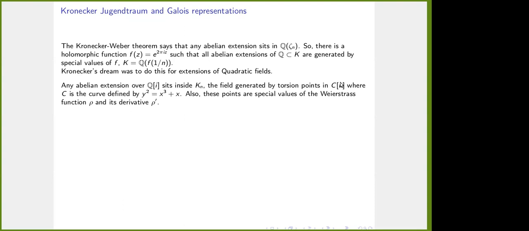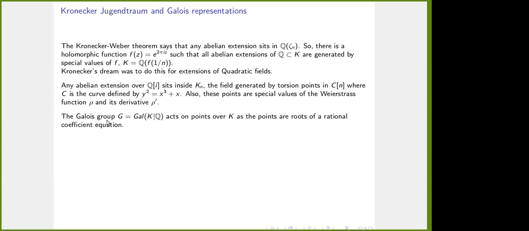The reason it will be Z mod nZ cross Z mod nZ is clear if you look at the lattice picture. The torsion points will basically be, you take the lattice and you divide it by n, so you get n squared points. You divide omega 1 and omega 2 by n, and so you get n squared points sitting inside a fundamental domain. So C_n is basically Z mod n cross Z mod n, and these points are again the special values of the Weierstrass function rho and rho prime. So the elliptic curve enters the picture here.